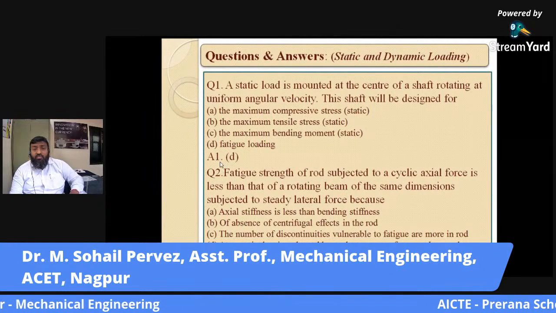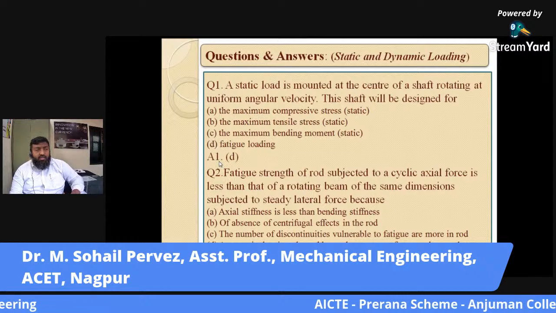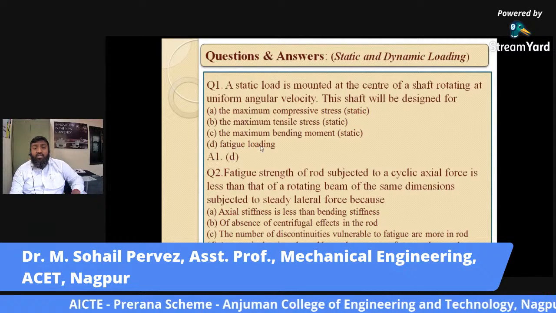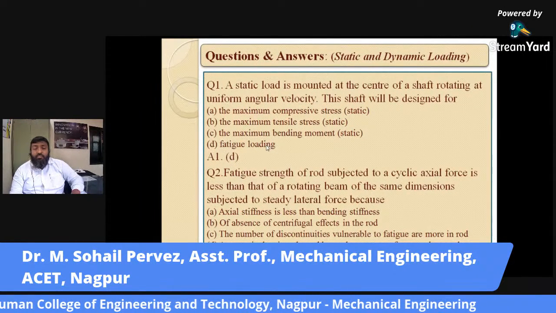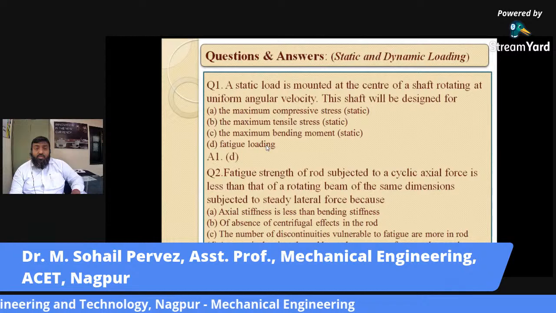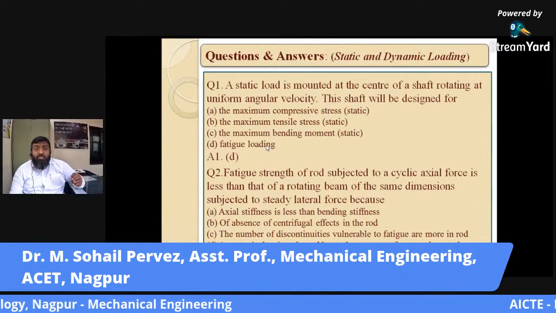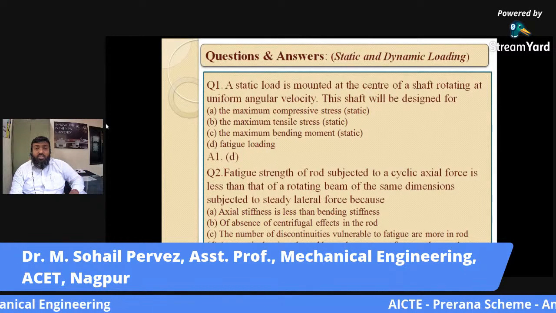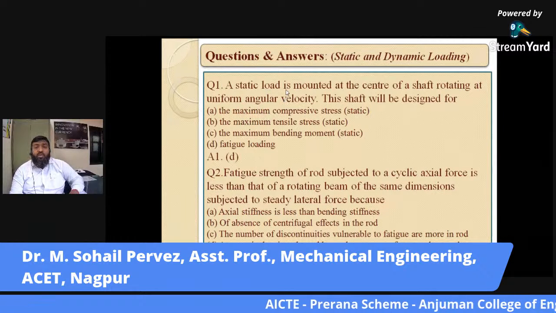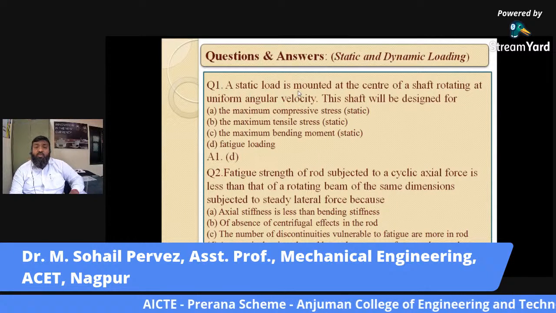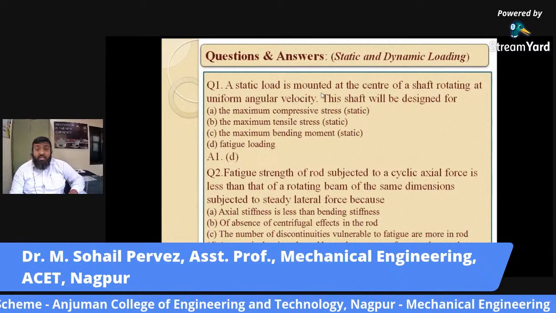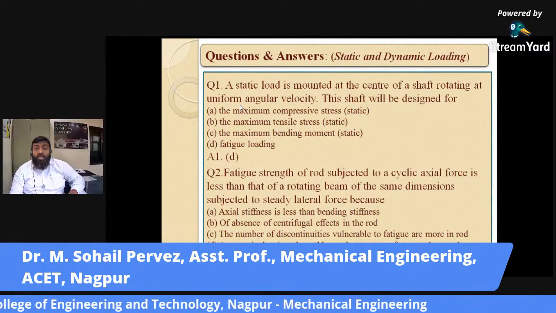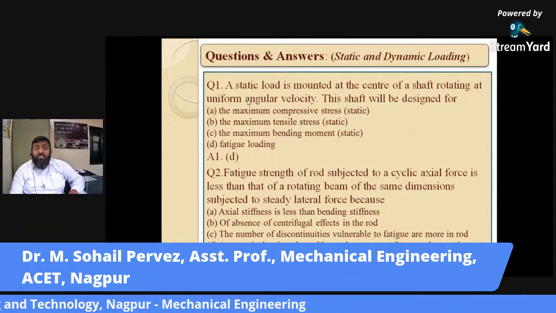Now, as we can all see, I have written intentionally, the answer of question number 1 is D, fatigue load. Now, why it is D, which is the most prominent hint in the question itself? A static load. Static load will be there, obviously, no problem. Dynamic and static both can be there, but at the center of a shaft rotating at uniform angular velocity.